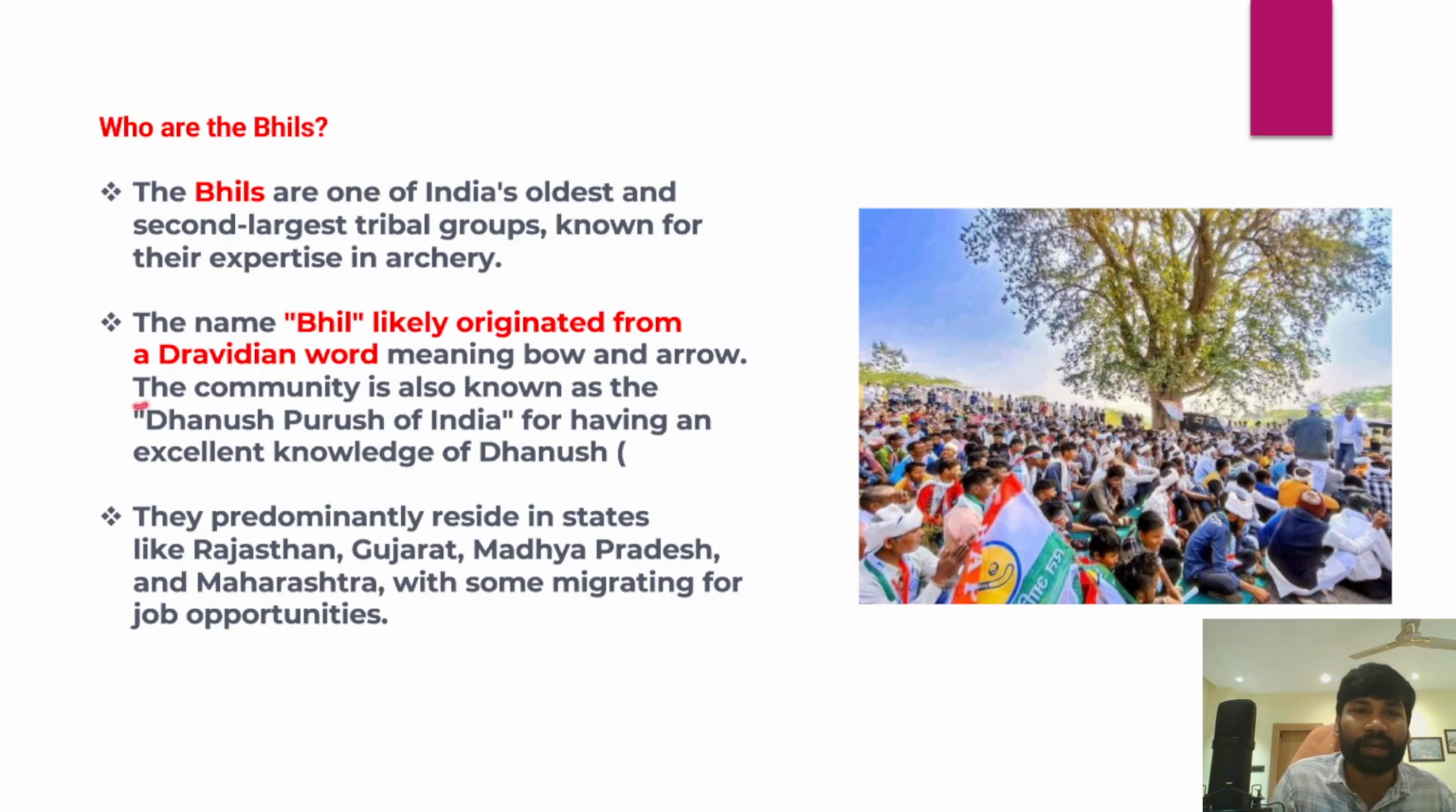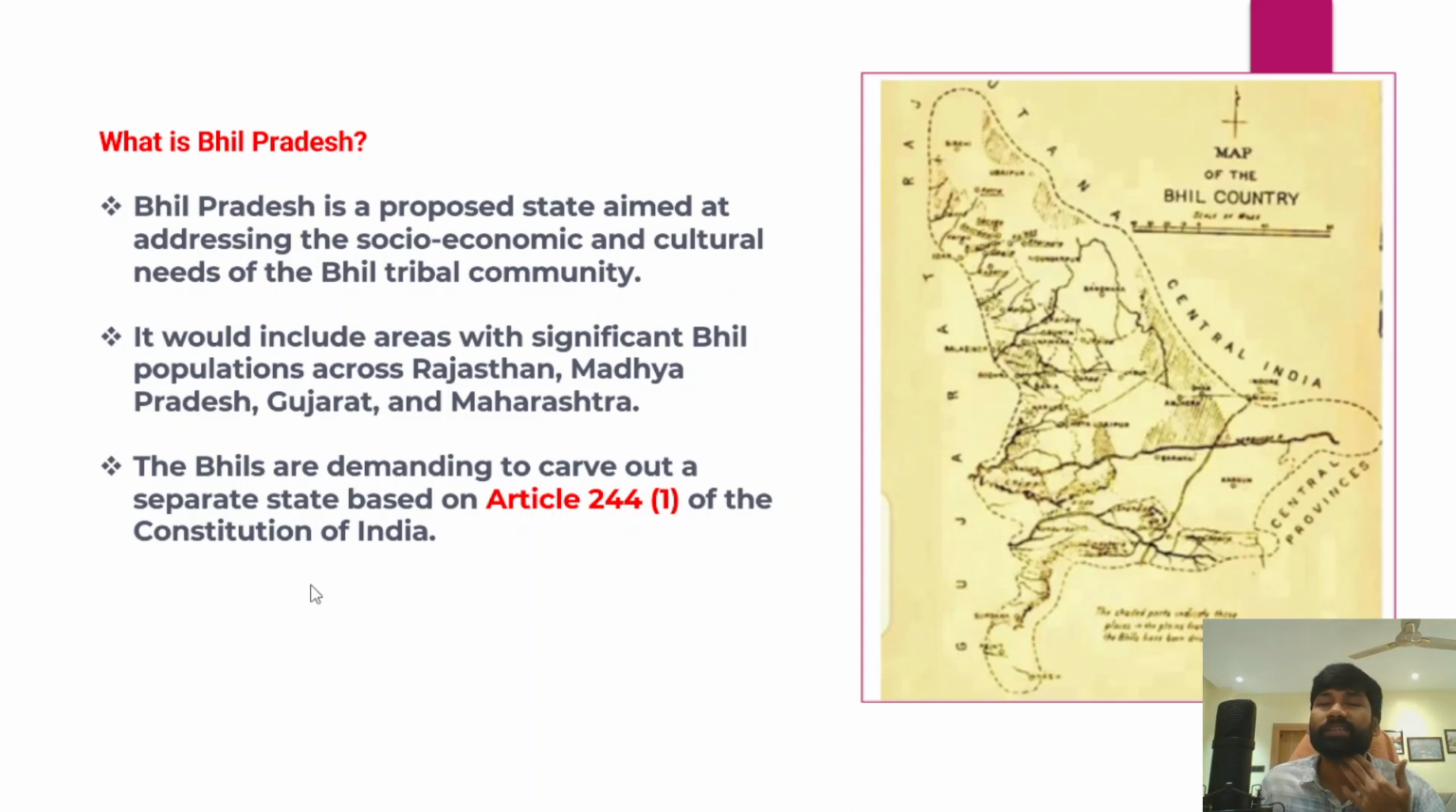Dhanush Purush of India. And in fact, when we talk about the location of this Bhil tribe, they are mostly located in 3 states including Rajasthan, Gujarat, Madhya Pradesh and even Maharashtra. Some of these Bhil tribes are also migrating to other parts in search of jobs and other opportunities.